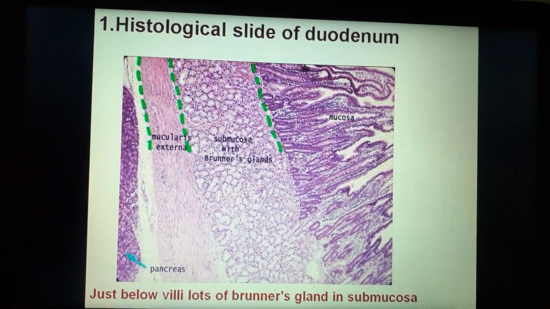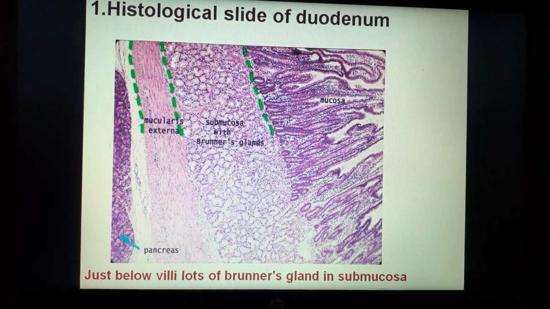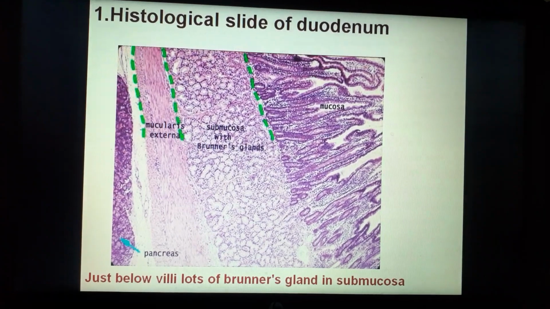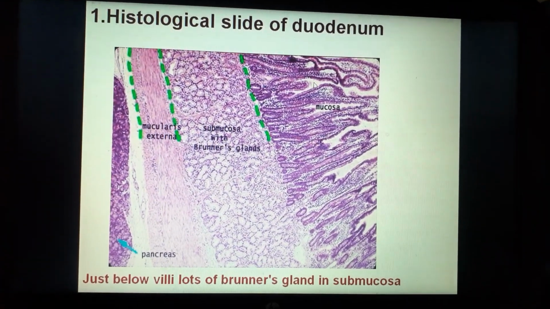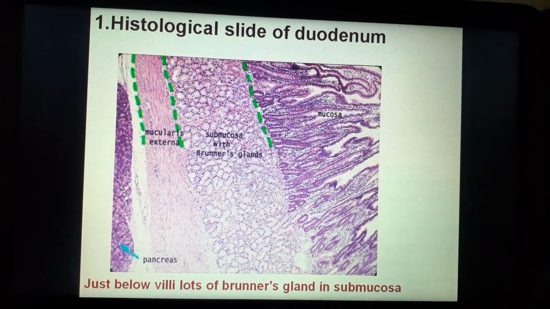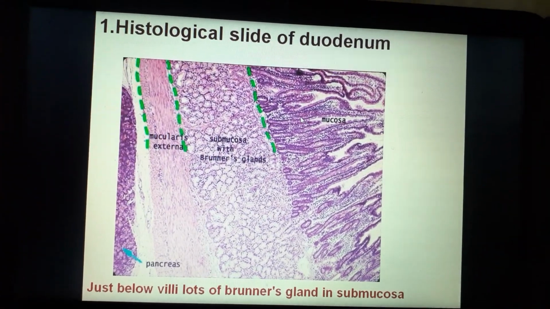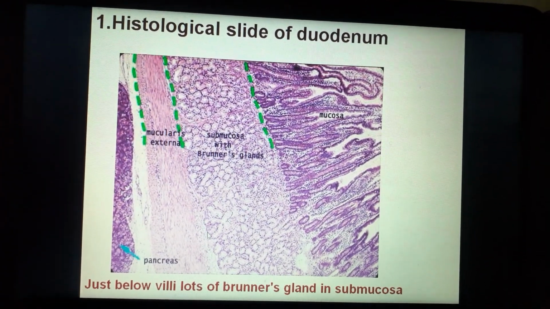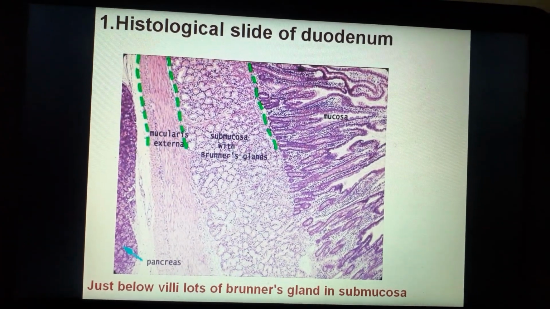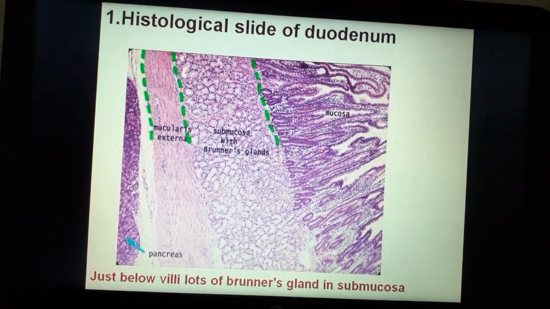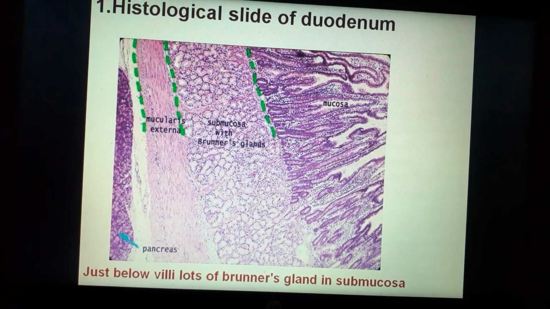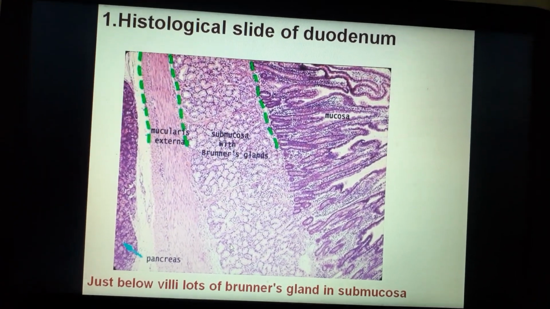This is the histological slide of duodenum, villi, and this is villus arrangement. Okay, villi is there, but only one hint and you will diagnose what the slide is. The Brunner's gland, just below villi in the submucosa, here is the Brunner's gland.